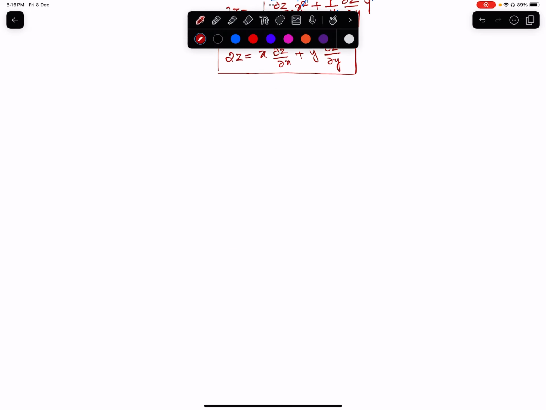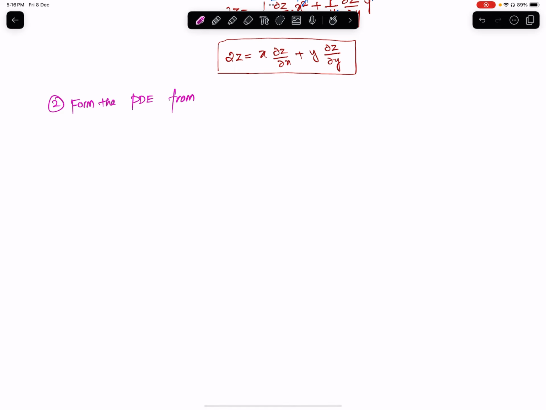I will do three questions, okay? After that, form the PDE from z is equal to ax plus by plus a square plus b square.